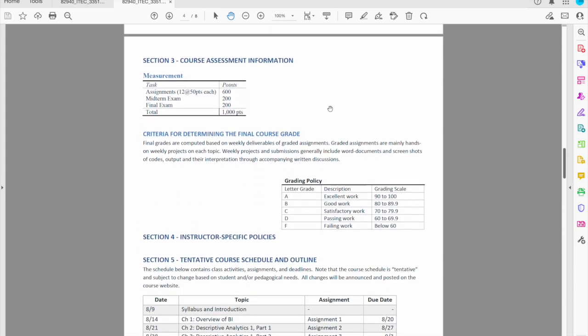Let's talk about the measurement. The course is going to be 1,000 points, and I know that seems like a lot, but each of our assignments, and we'll have 12, is worth 50 points. That gets us to just over half of the grade. And then we'll have two exams, a midterm and a final. They will not be cumulative. The midterm will just cover the first half of the semester, and the final, the material from the second half. So nothing specific that we need to know there.